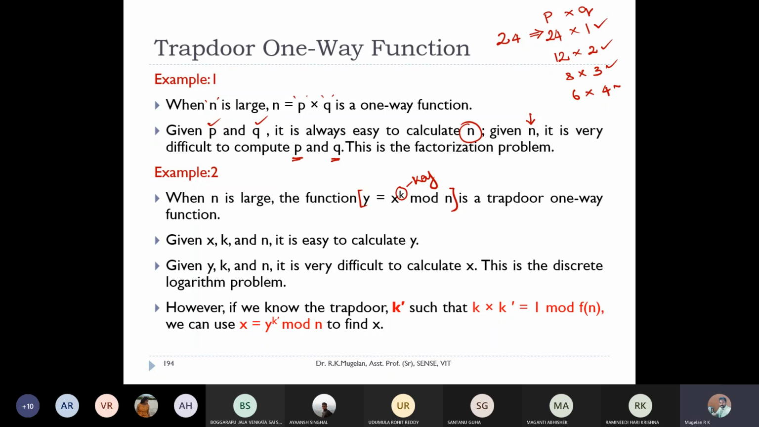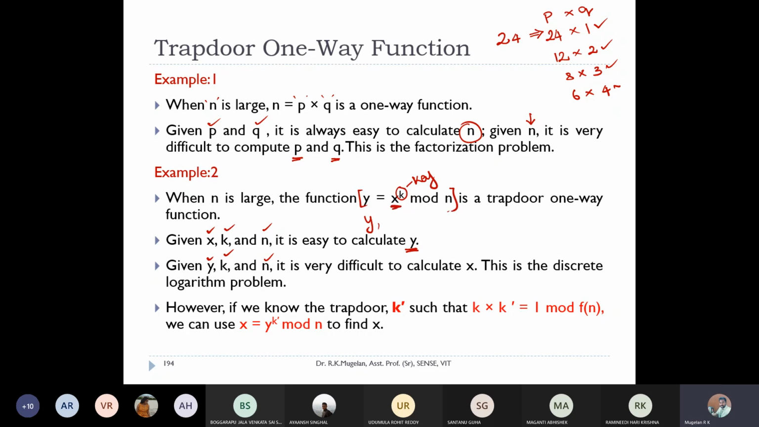So this is a trapdoor one-way function. Suppose I give you the values of x, k, and n, you can easily compute a y. There is a ciphertext. If you have the knowledge of y, k, and n, that is, you have the value of y and k and n, but you have to find x.